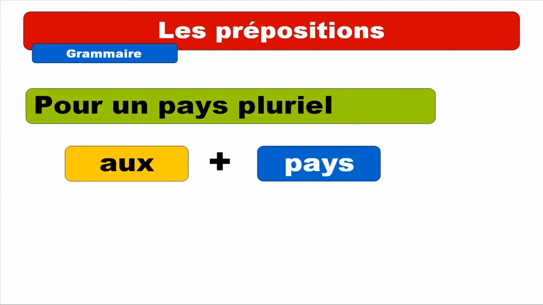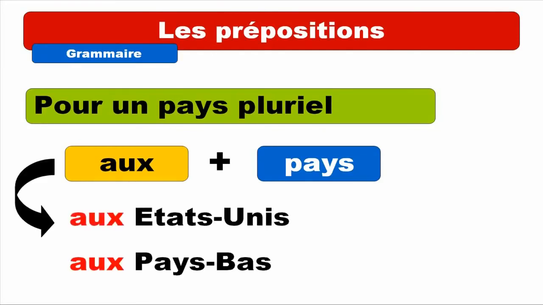And last category, as we saw, these plural countries, and so it's aux, A-U-X, but you don't pronounce the x like that, and then the name of the country. Okay, so let's have some examples. In the first example, as I said, x is not pronounced, but if you've got a country like États-Unis, then it's starting with the sound of a vowel, and then you will have to put this small link between aux and États-Unis, this liaison, so you get aux États-Unis.